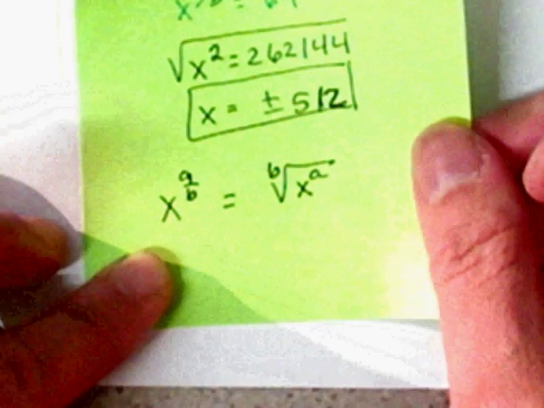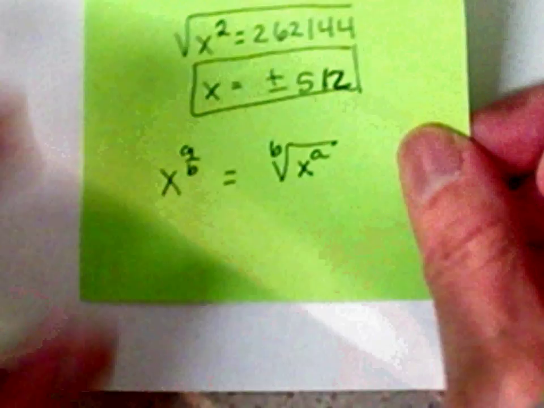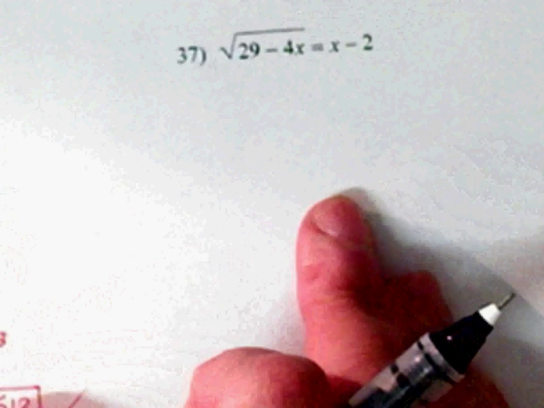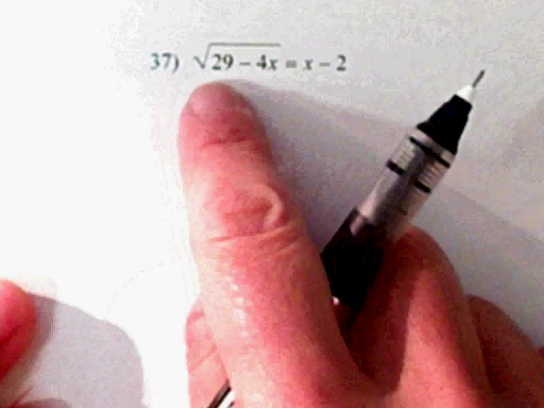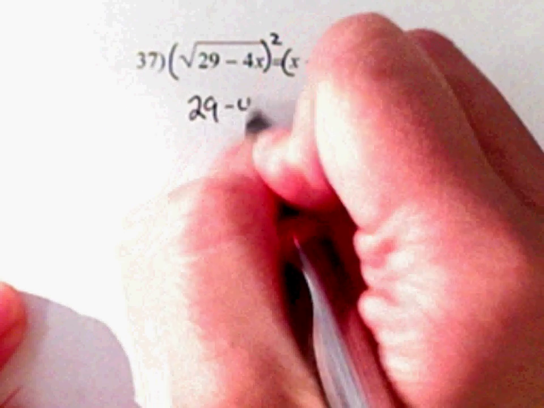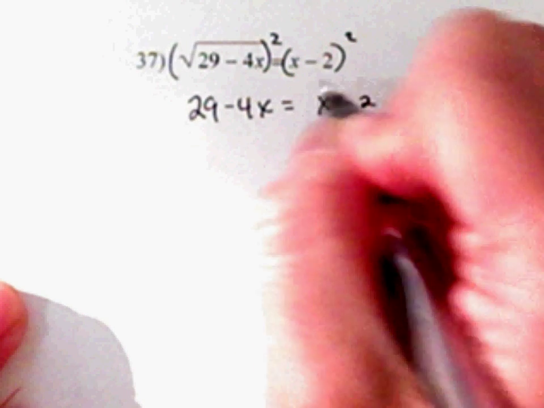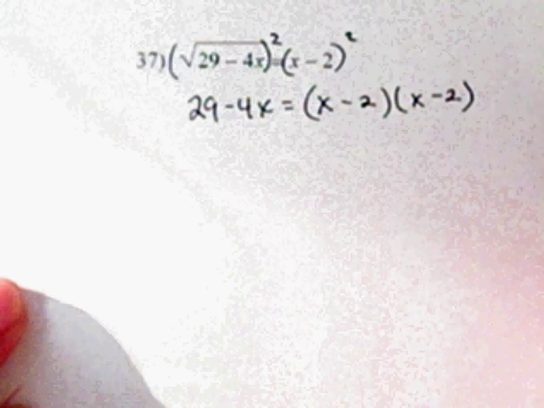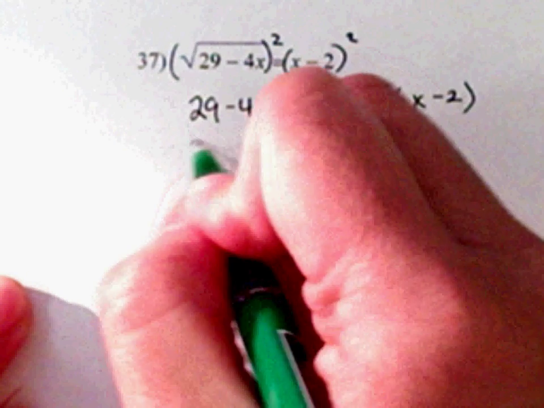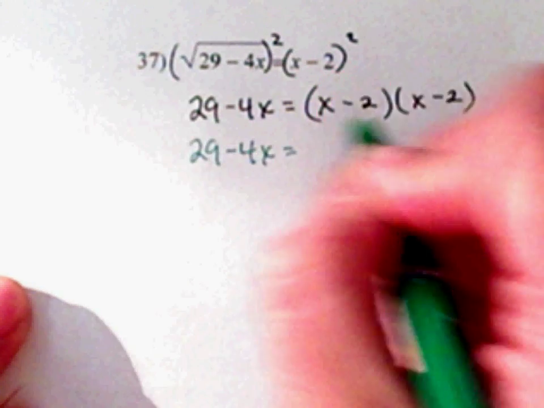All right, number 37. Here we go. On 37, I want to get rid of the square root, so I'm going to square each side. So now you have 29 minus 4x is equal to x minus 2 twice. Okay. Let's keep going. So now you have 29 minus 4x. X times x is x squared. X times negative 2 is negative 2x.